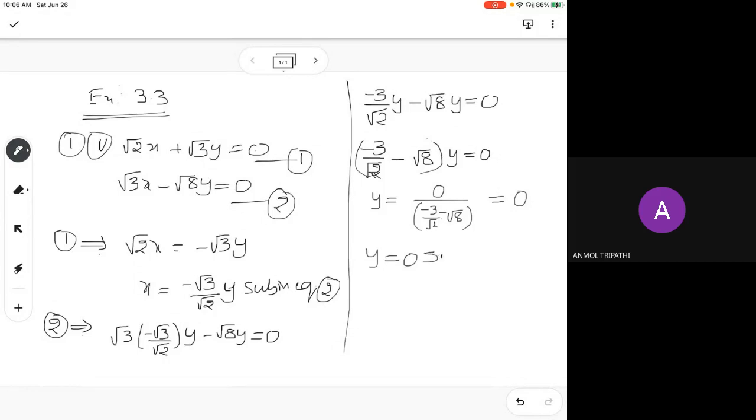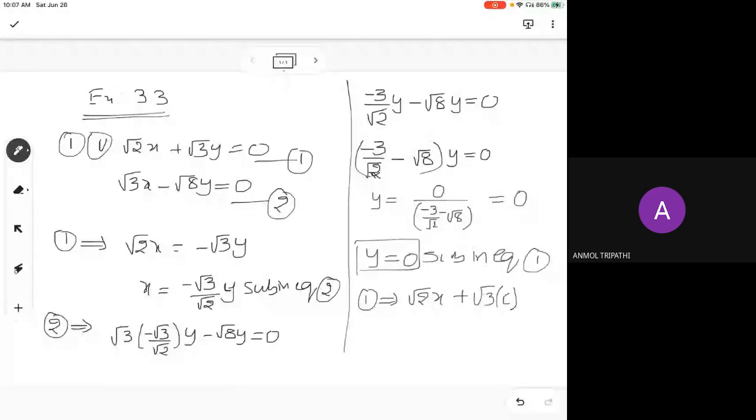This you have to substitute in any one of the equations, in equation number 1 again. So y equal to 0 is one solution. Substituting in equation 1, we get root 2x plus root 3 into 0 is equal to 0. From this root 2x is equal to 0, so x is equal to 0 by root 2. So x value is equal to 0. So the solution is 0, 0.